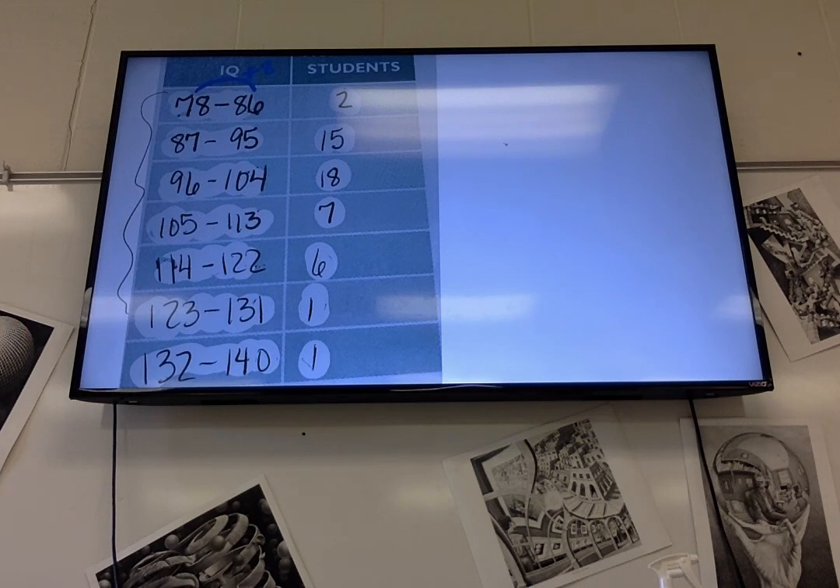To double check yourself, they said there were 50 students. So when I add up that column, 18, 15, yep, it's 50. 33. 22.